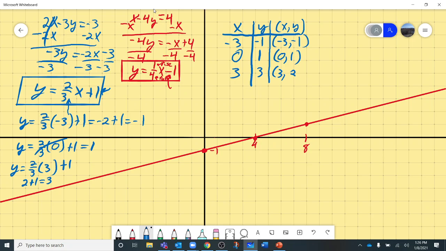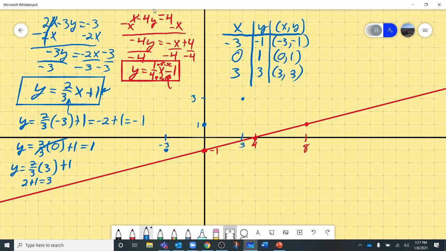Okay, so we have 3 points. Let's go ahead and graph those. -3, -1. So I'm going to go starting from the origin to the left 3. 1, 2, 3. There's my -3 for the x. And down 1. There's my -1 for the y. So there's my point right there, -3, -1. At 0, when x is 0, y is equal to 1. And then when x is 3, I'm going to go right 3. 1, 2, 3. So right there's 3.